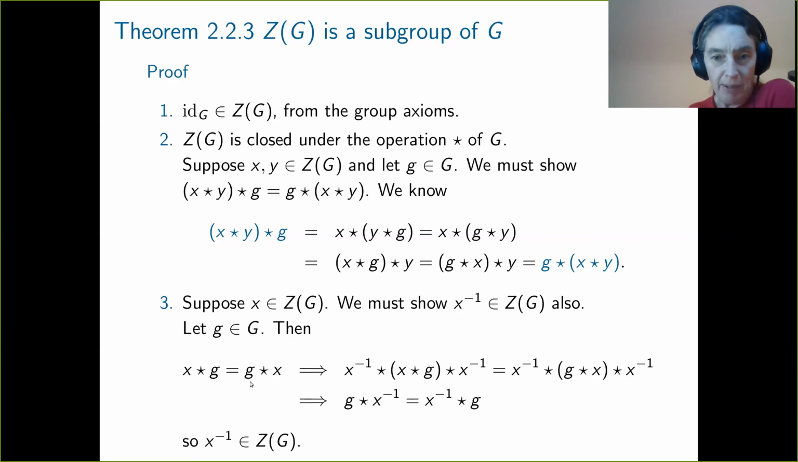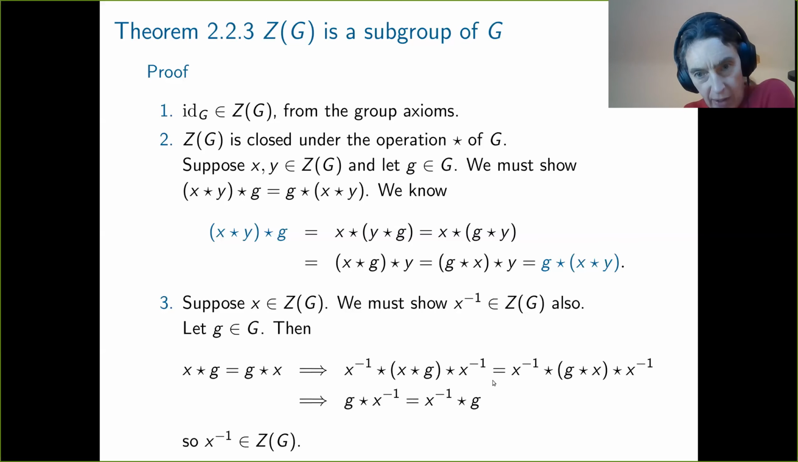What's happening from this step to this step maybe takes a little bit of concentration to figure out. What we're doing is taking this equation that we know is satisfied in our group. So these two elements are the same. If they're the same, then they're still the same after we hit both of them on the left and on the right with the inverse of x. I've skipped a couple of lines here that involve the associativity and so on.